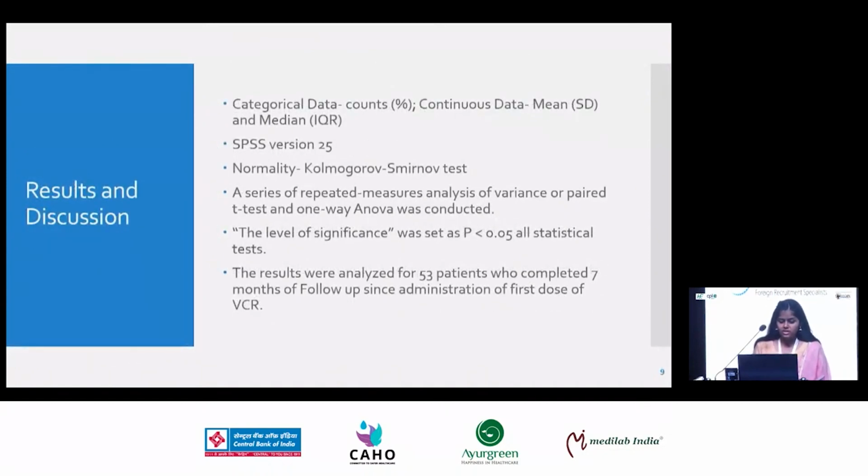Coming to results and discussion, because there are various components to be covered, I have included discussion along with the results. Categorical data was presented as counts, continuous data as mean and median as appropriate. All the statistical analysis was carried out using SPSS version 25. Normality was assessed using the Kolmogorov-Smirnov test. The level of significance was set as less than 0.05 for all statistical analysis. The results were analyzed for 53 patients who completed 7 months of follow-up since administration of the first dose of vincristine.